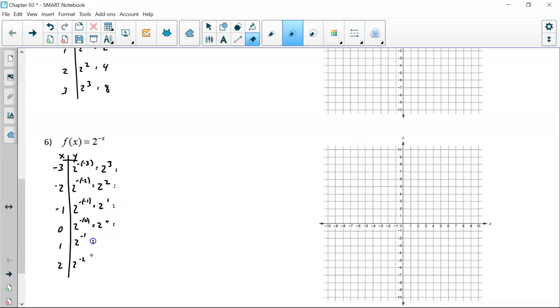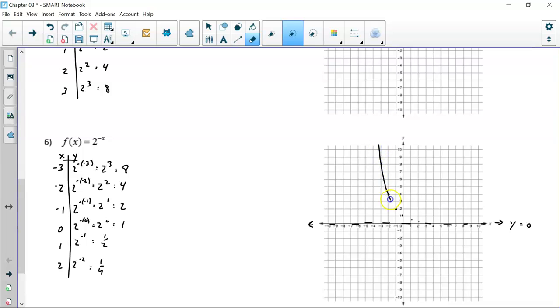So we saw these values already. 2 to the third is 8. 2 squared is 4. 2 to the first is 2. 2 to the 0 is 1. 1/2, and then 1/4. Once again, no matter what our input is, we'll never get an output at 0 or below it. So our horizontal asymptote's at y equals 0.